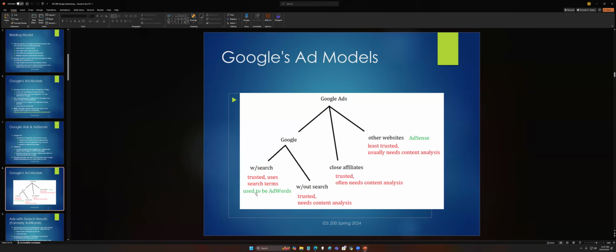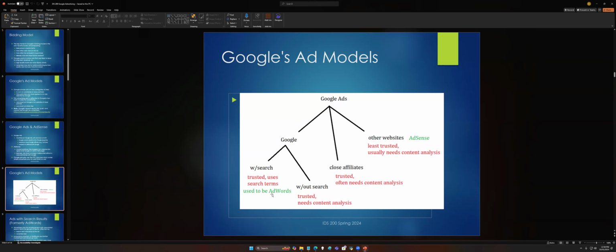There's also a note here, you see it in green, "used to be AdWords." AdWords is a program for ads shown along with Google search results, and that was actually Google's first one. So when it started up over 20 years ago, that was what there was, and it was a separate program from everything else.